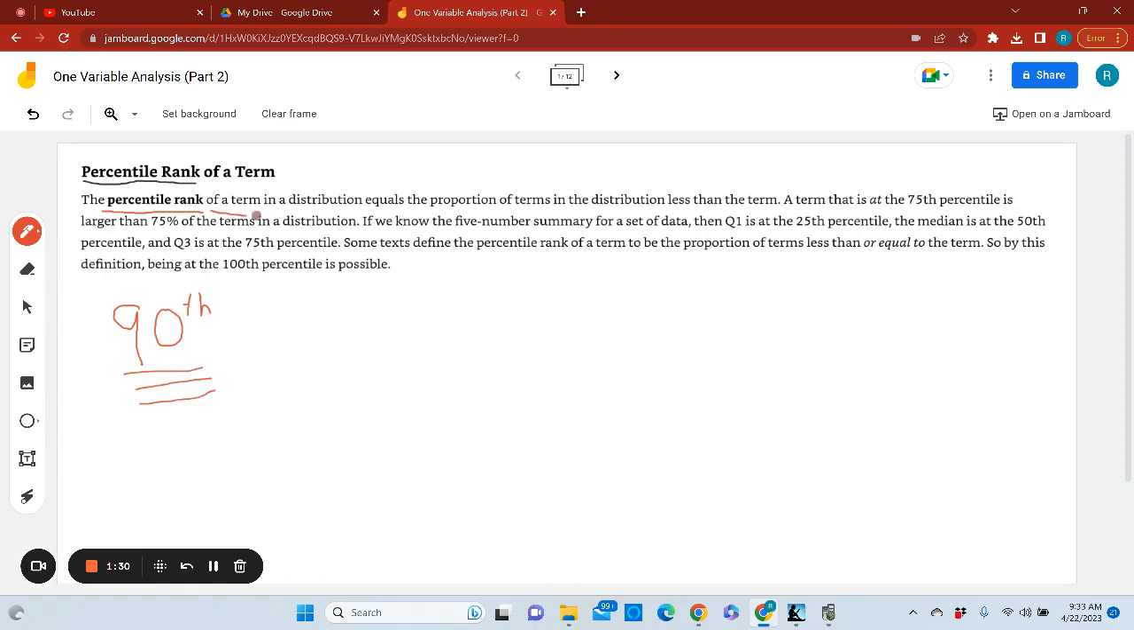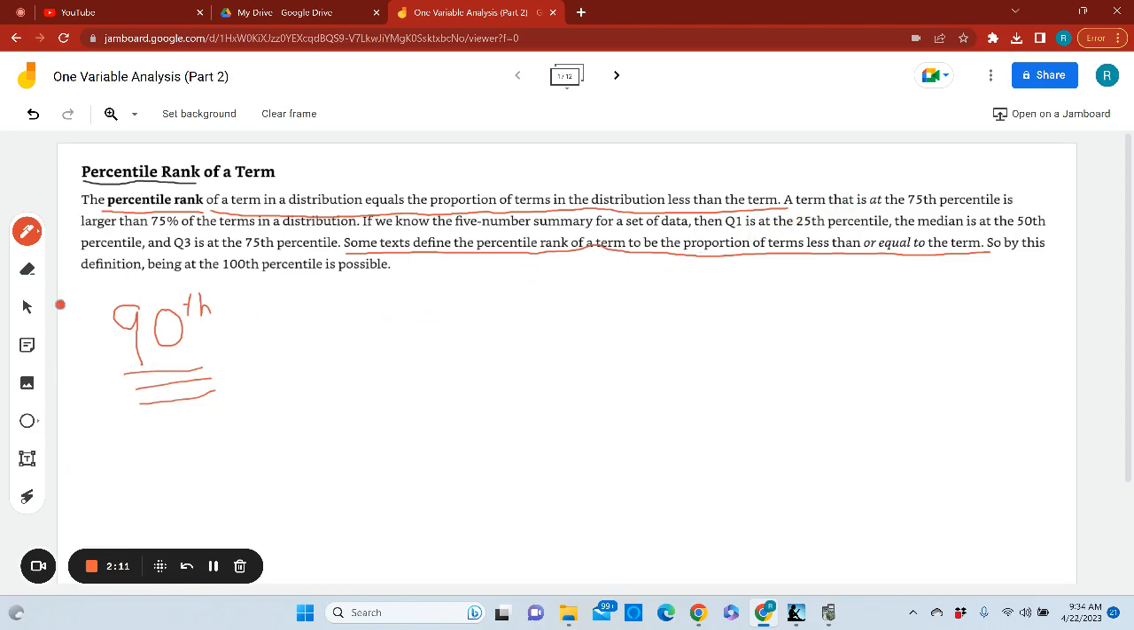Your 5 Steps to a 5 book says the percentile rank is equal to the proportion of terms in the distribution less than the term in question. But I like this definition down here, where it says some texts define the percentile rank of a term to be the proportion of terms less than or equal to the term. That's the version of the definition that we're going to go with. So if I said you were at the 90th percentile, that means you scored greater than or equal to 90% of your peers on the same examination.